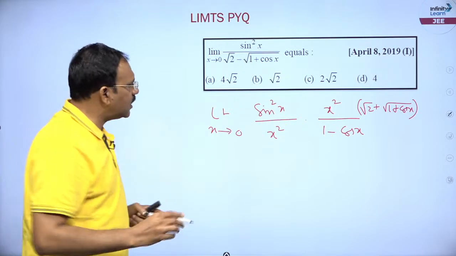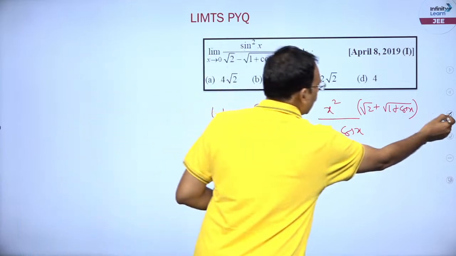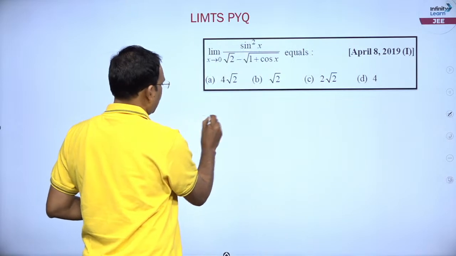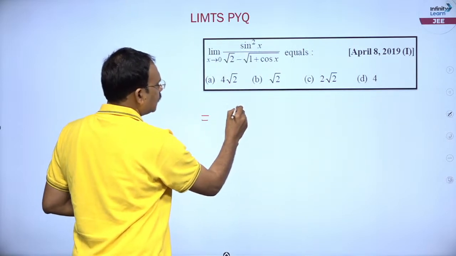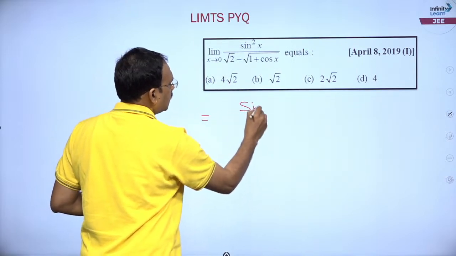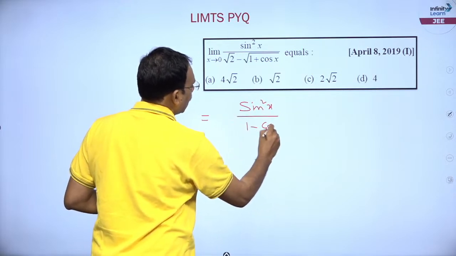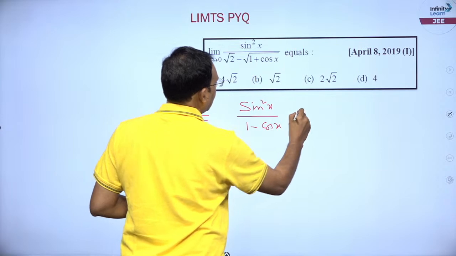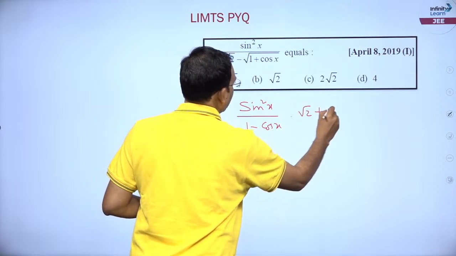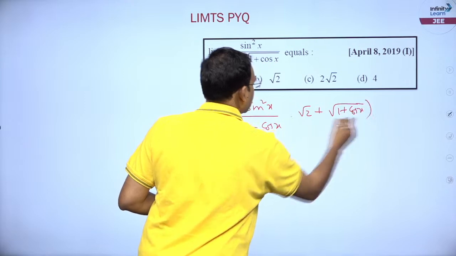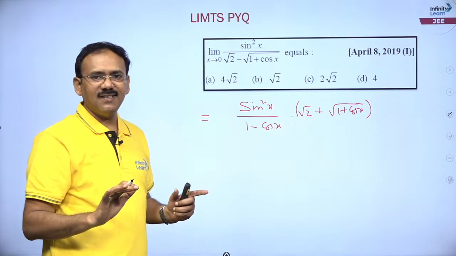If you want it a little more easy, I can also say it in this way, dear students. You just do rationalization: sin square x by 1 minus cos x you will get, and you will get root 2 plus root of 1 plus cos x after rationalization. Step 1, is it clear?